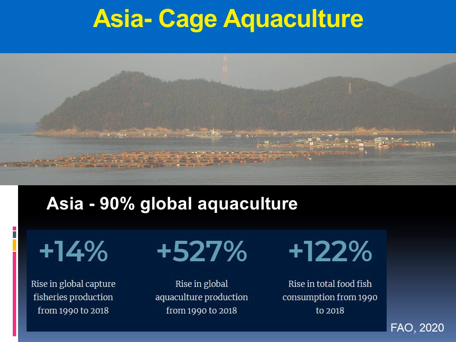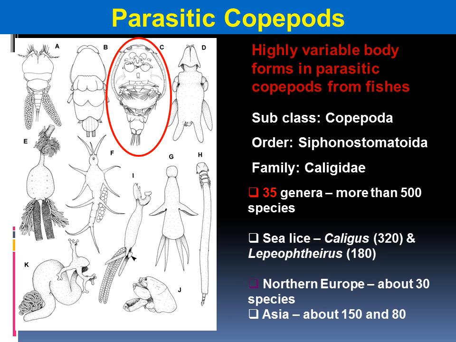Asia has a lot of the cage aquaculture production. 90% of the global aquaculture production is coming from Asia. The recent findings from FAO 2020 show a rise in global aquaculture production from 1990 to 2018, that is a 527% increase. And you can see here a number of parasitic copepods in different body forms.